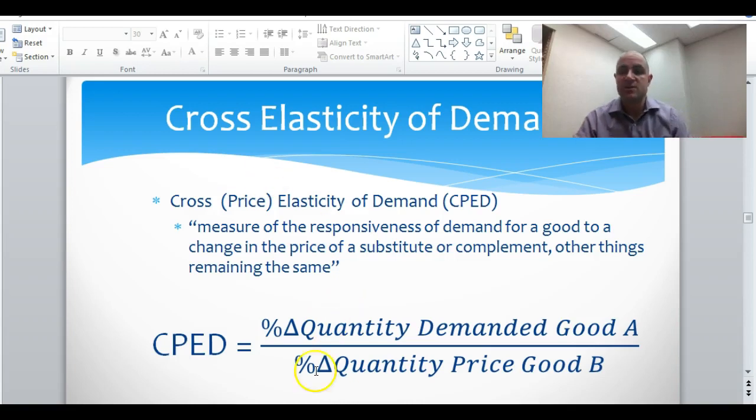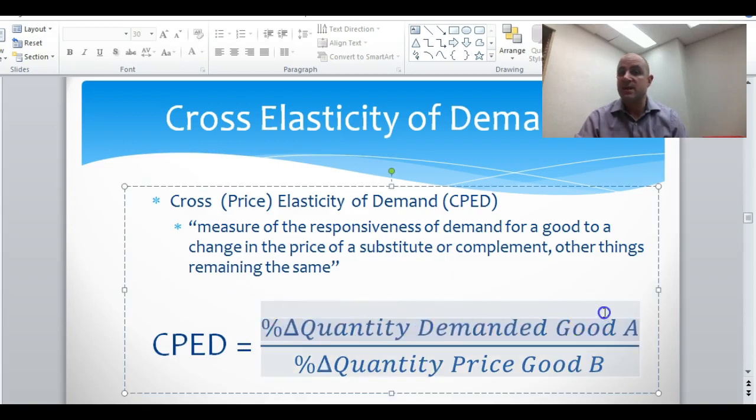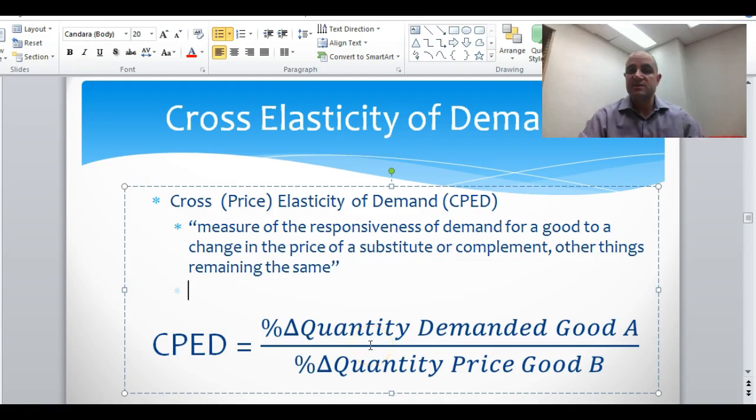So basically what it's doing is it's looking at the effect on the quantity demanded of one good, let's say good A, in response to a change in the price of another, good B. So good B changes, the price of good B changes. What's the effect on the quantity of good A?